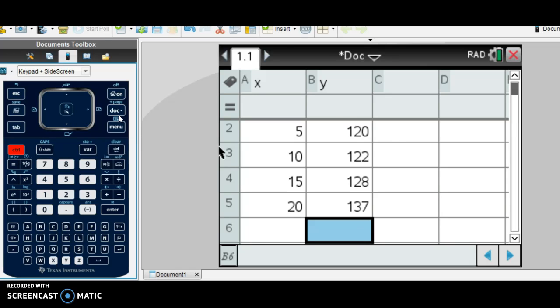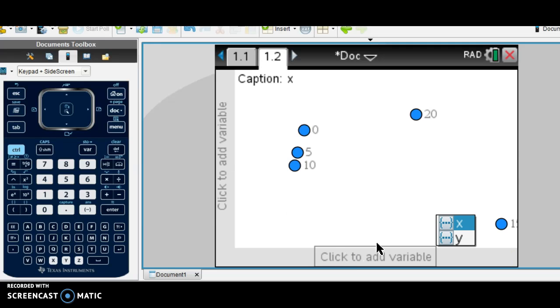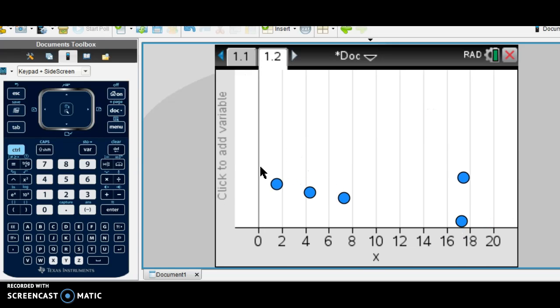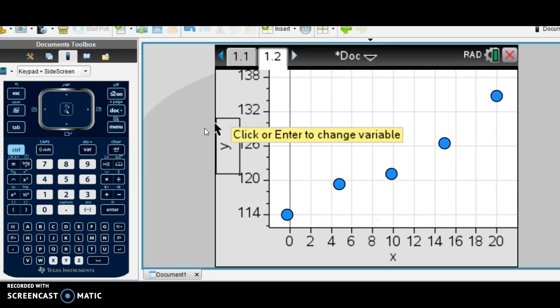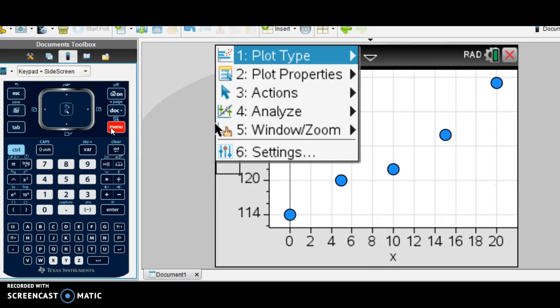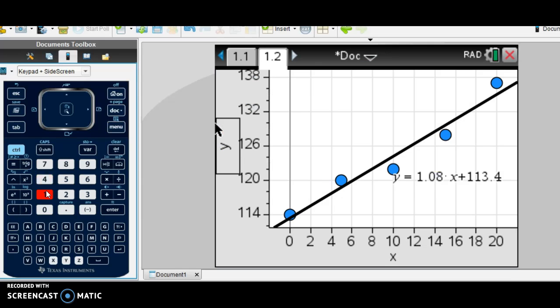Next, add a page, control doc, data and statistics. I got my X column or X axis down here. Click on these to set your X and Y. And then we have menu, analyze, regression, linear mx plus b. There is my equation, 1.08x plus 113.4.